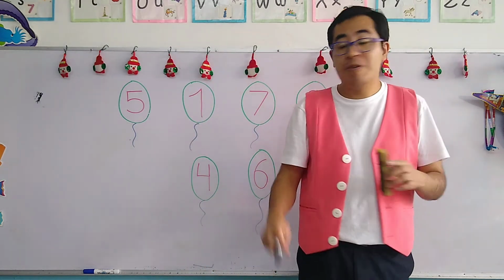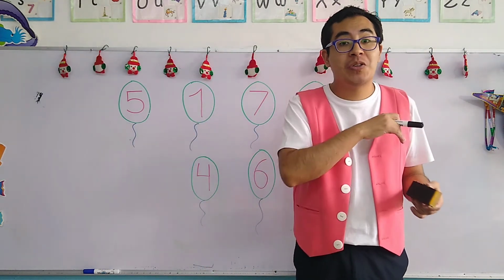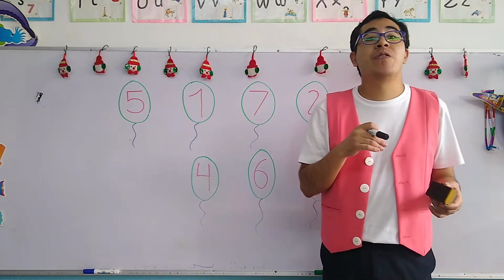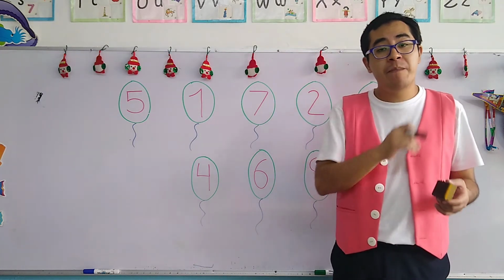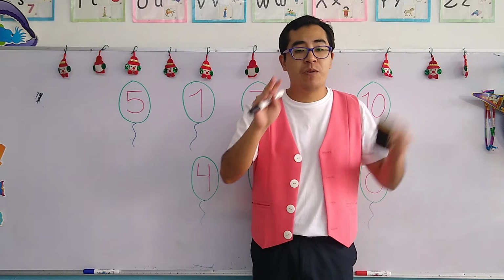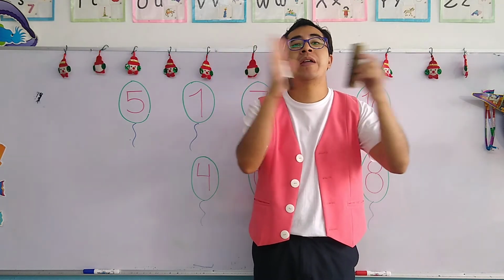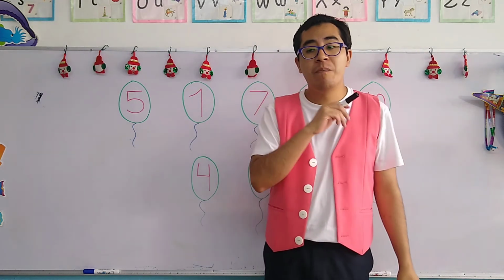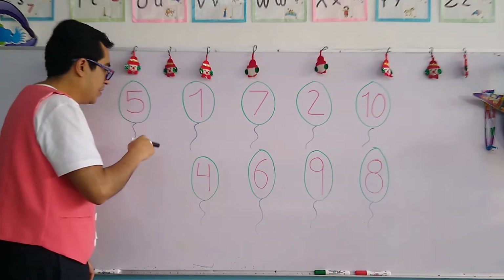You see, there is no number 3. So let's continue. Now let's look for number 10. Remember, number 10 has two numbers, number 1 and number 0, and they have to be together. Number 10. Where is it?